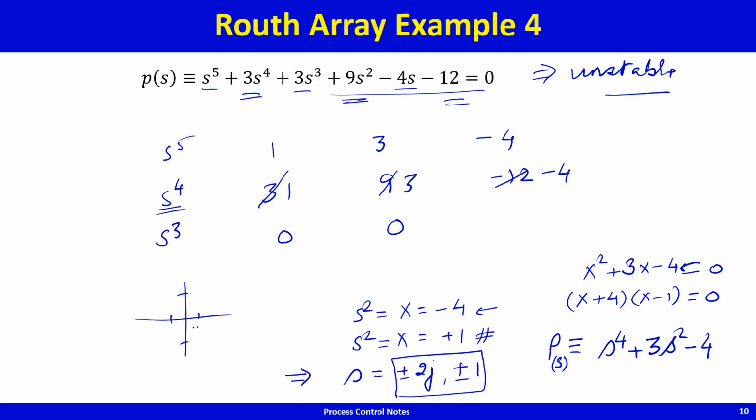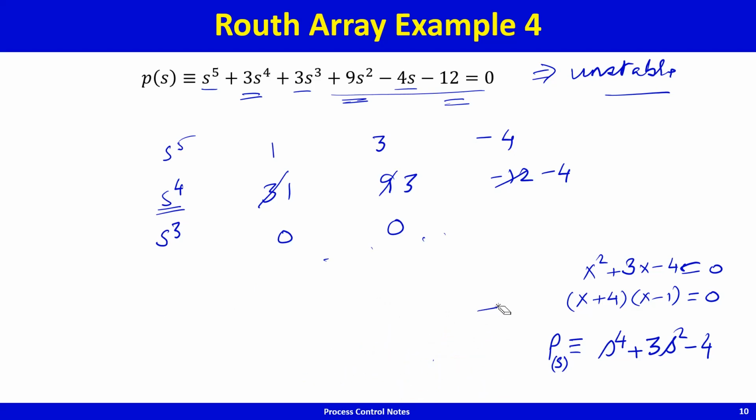You can see this plus 1 will create instability. This is in the right half plane, so this implies it creates instability. Okay, so that's that. I've written all this, so we have to remove all this. We've got the roots, and once we've got the roots, the auxiliary polynomial is this.